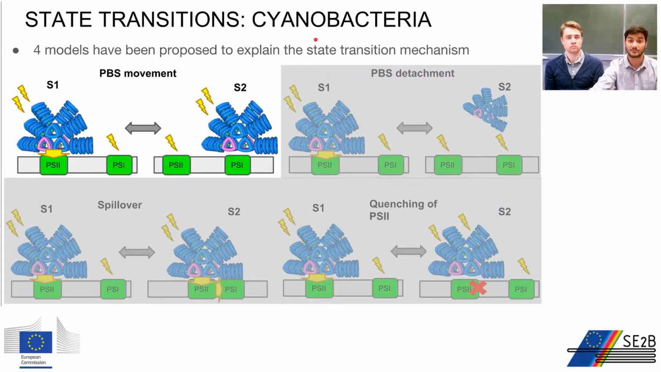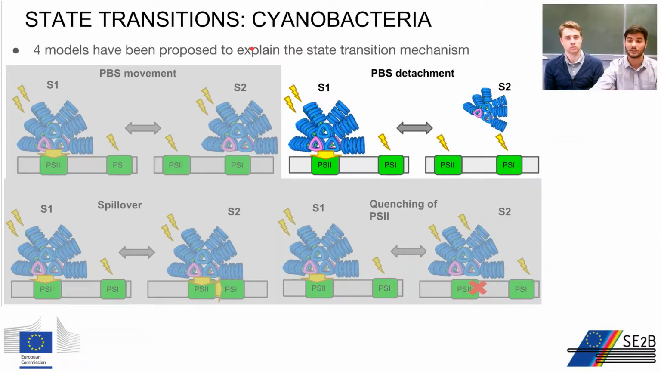The molecular mechanism that takes place during state transitions is still unknown and controversial. Based on different experimental observations, 4 models have been proposed. The first model states that the only change during a state transition is the movement of the phycobilisome from one photosystem to the other one. In the second model, in state 1, the energy is mostly arriving to photosystem 2 through the phycobilisomes. But in state 2, less energy is arriving to photosystem 2 due to the detachment of the phycobilisomes.